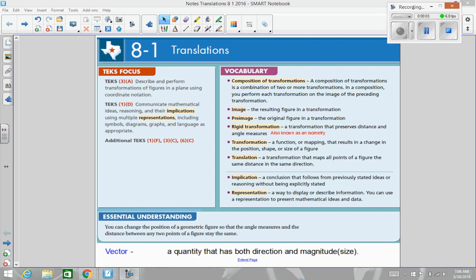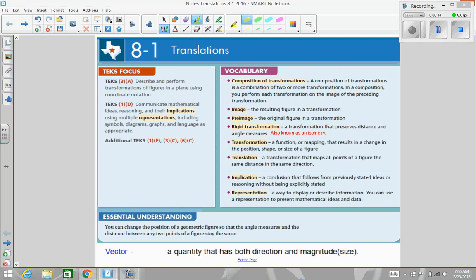Welcome to Geometry Pre-AP. Today we're going to talk about transformations and in particular the translation. You'll want to pause this video and get all of this vocabulary down. You'll want to get the essential question written down, and I added this one other word, vector, down here at the bottom, so please get all of that information.